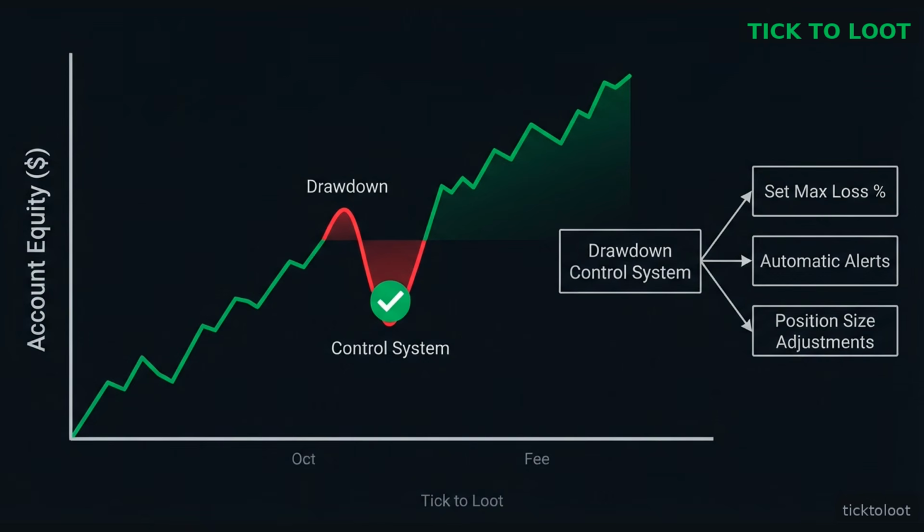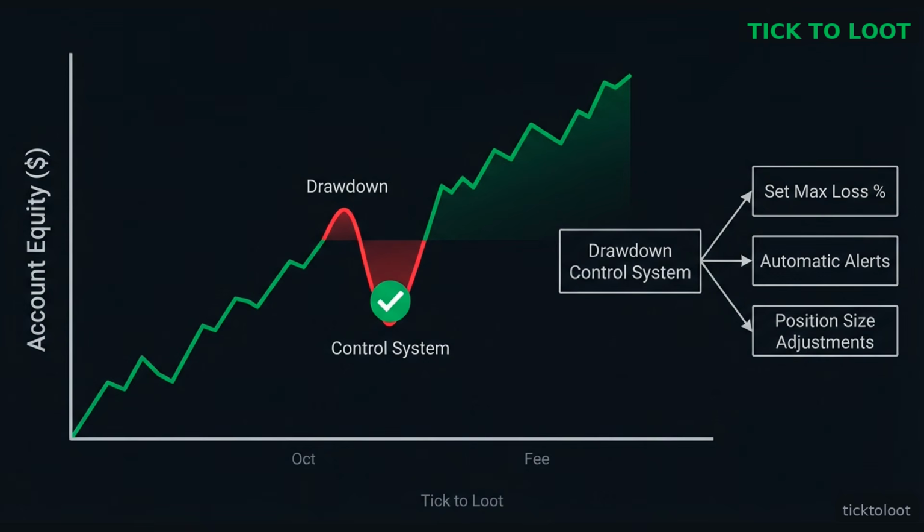Why is it important? Because every trader, no matter how good their strategy, will experience losing trades. Without a control system, a single bad streak can wipe out weeks or months of profits, or even the entire account. Think of it as a thermostat for your account. You set the temperature you are comfortable with, and the thermostat turns the heat off when it gets too hot. Similarly, you set a maximum drawdown percentage, say 5% of your total equity, and the system triggers a stop loss, reduces position size, or sends you an alert the moment you hit that limit.